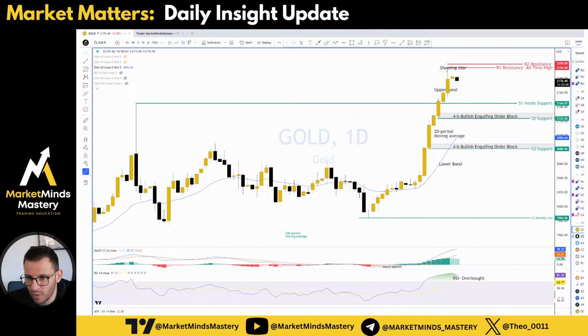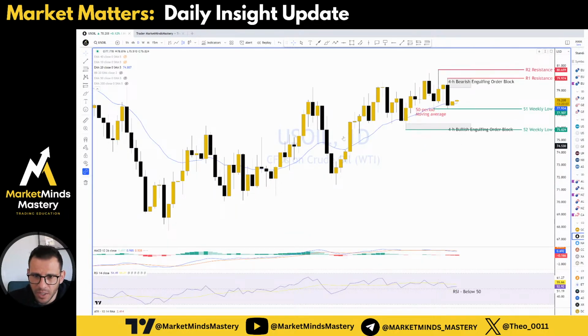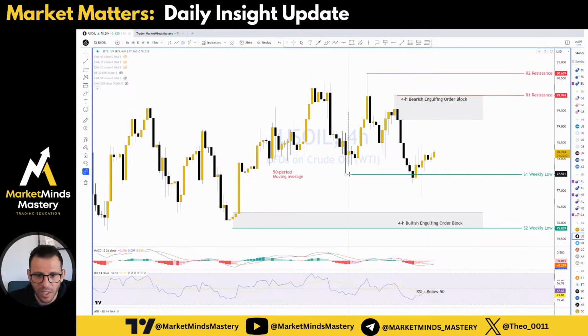create some retracement. And the US oil, the price on the daily chart found some support on the 20-period moving average. On the 4-hour time frame, this low point here we marked, that was the previous week's low, acted as a support factor, and the price moved upward.